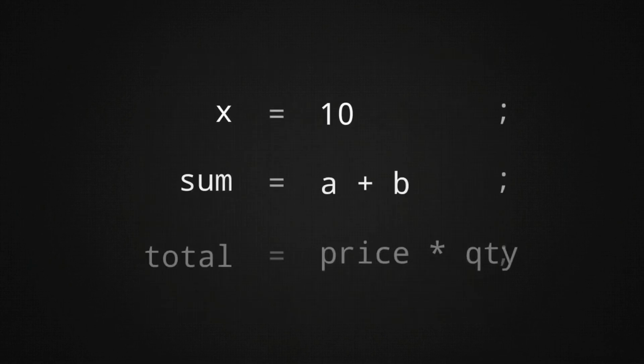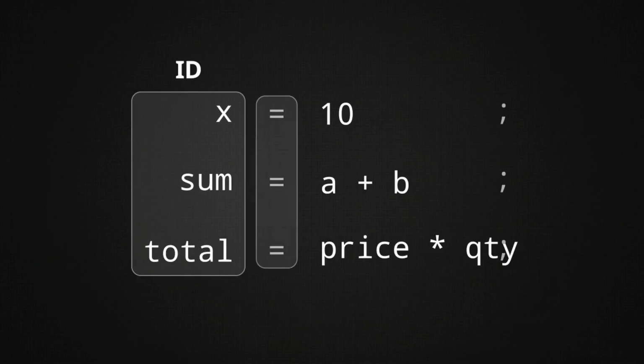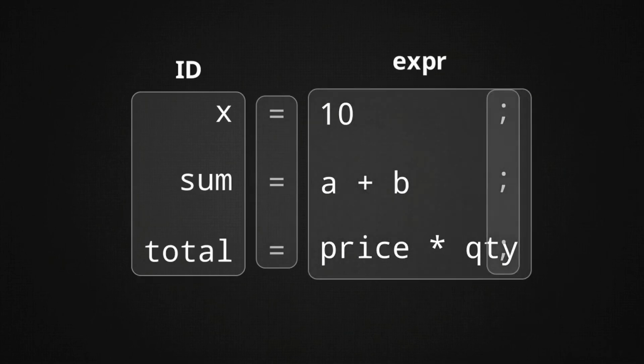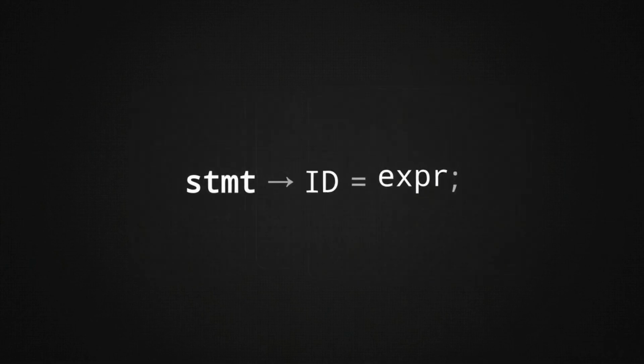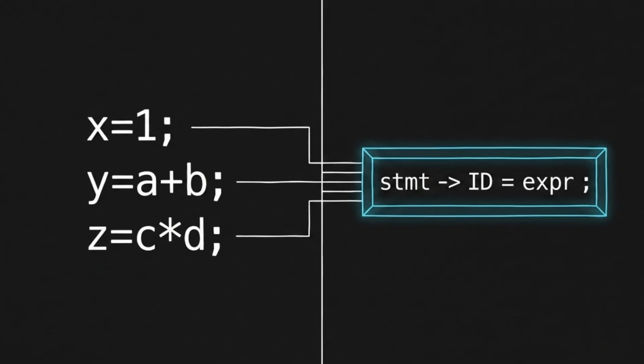Look at these assignment snippets. To build a grammar rule, we extract the abstract patterns shared across them: an identifier, an equal sign, an expression, and a semicolon. That isolated pattern then morphs directly into a formal production rule. Statement produces ID equals EXPR semicolon. Basic grammar design is simply the act of taking these repeating code patterns and locking them into formal templates.